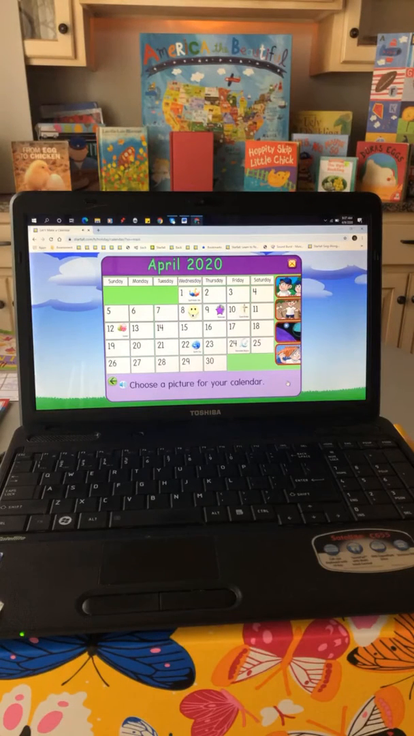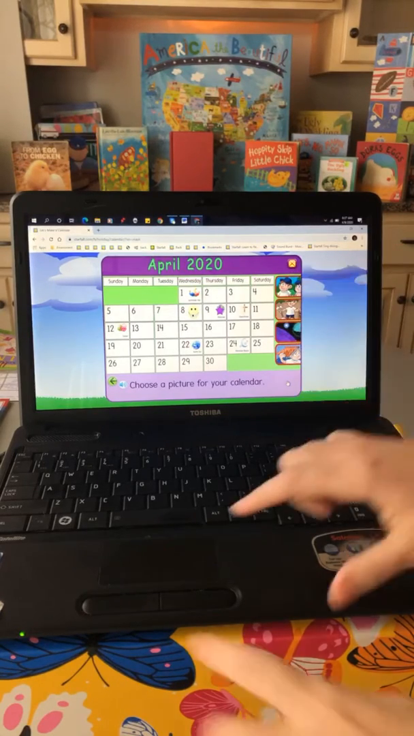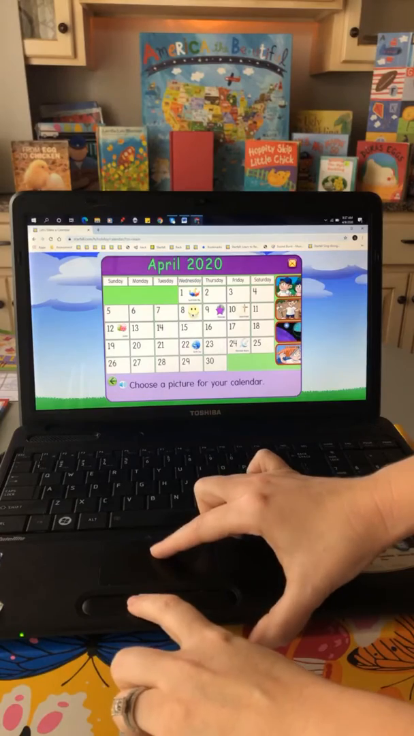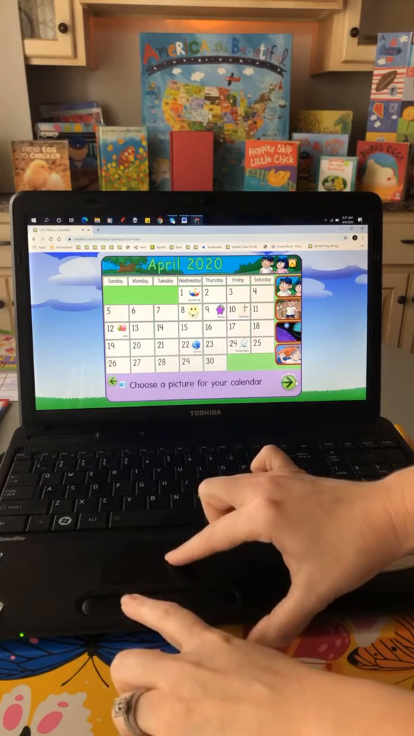Okay, Levi chose the background with the bright blue sky. Do we have a bright blue sky today? We still have some clouds left over from yesterday, but maybe our sky will turn blue, just like the one Levi is choosing for the calendar. Good job, Levi. Good choice.